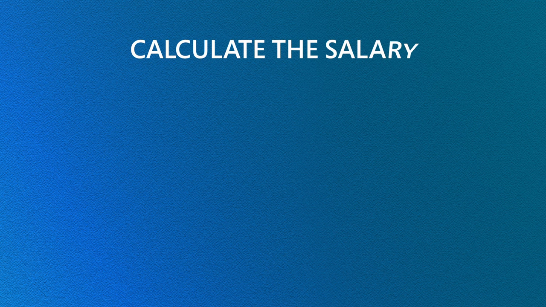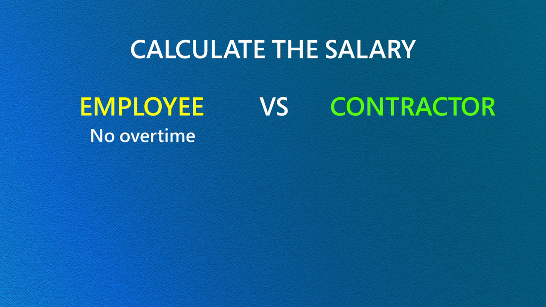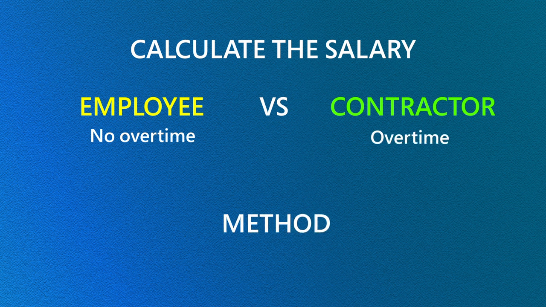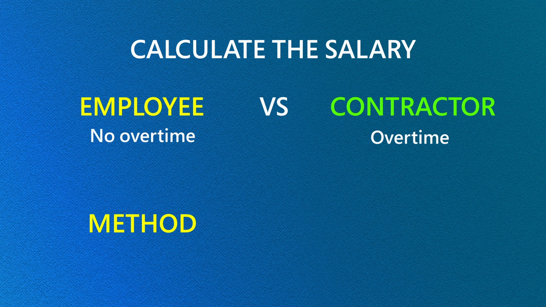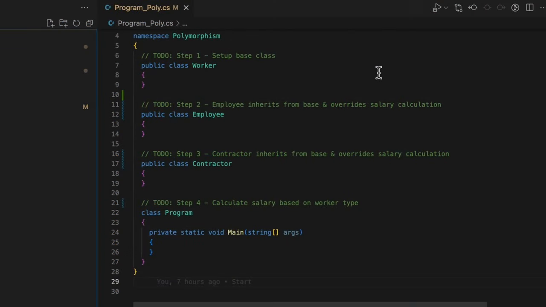In a nutshell, this program is going to calculate the salary of an employee versus the salary of a contractor. Employees don't get paid overtime, contractors do. So we're going to have a method that behaves differently based on the object type it is working with, whether it is an employee or a contractor. To do this, we're going to have 4 steps.